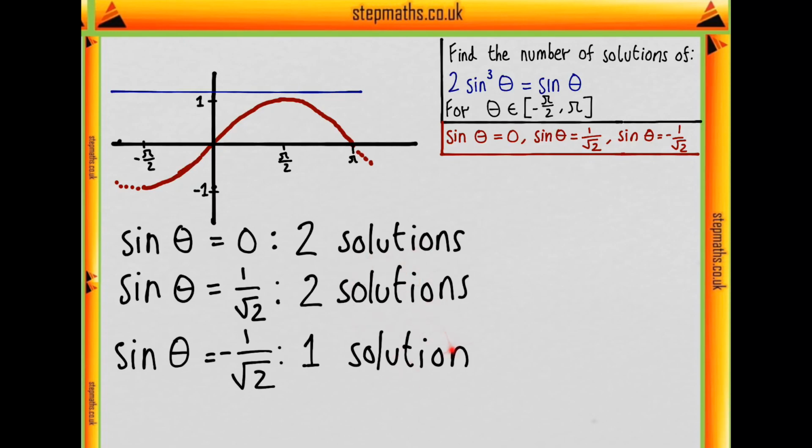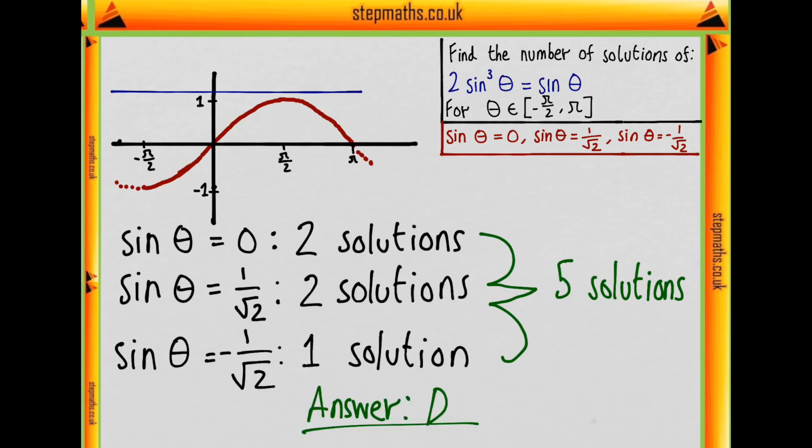So counting up our solutions, we see we have 5 in total, and this corresponds to answer D in the multiple choice. So our answer is D.